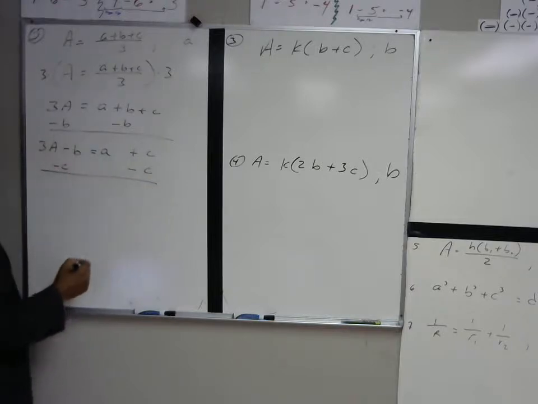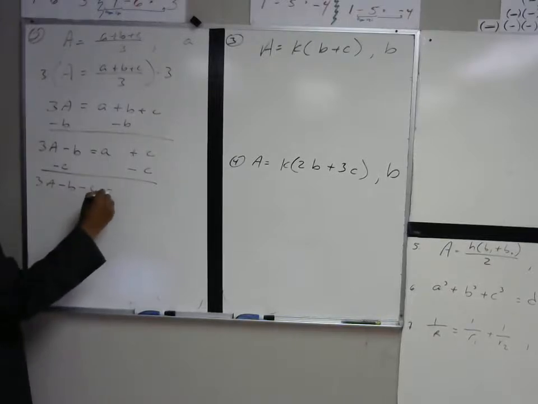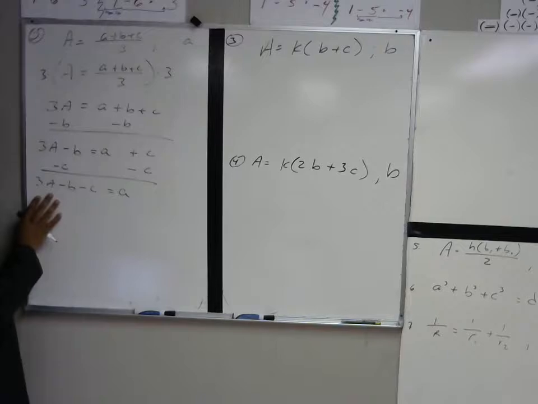These three are not like terms, so we're going to put them all next to each other. So 3A, the minus b, the minus c, and the a plus c is canceled. And here we've isolated a.